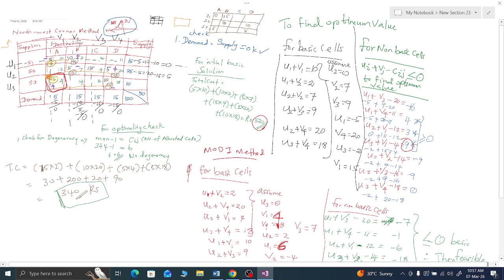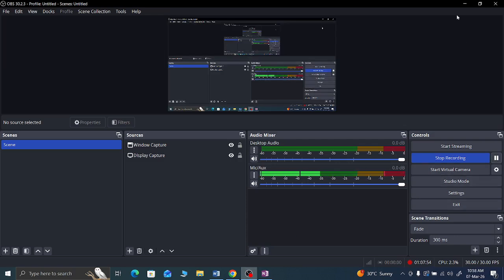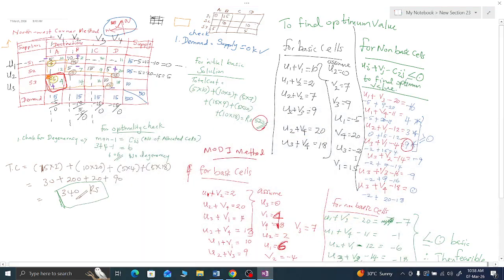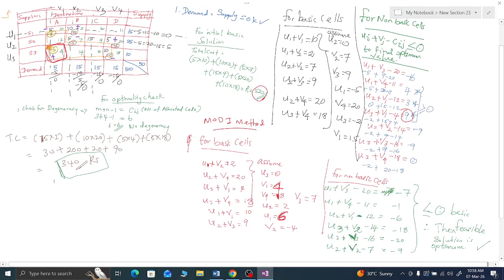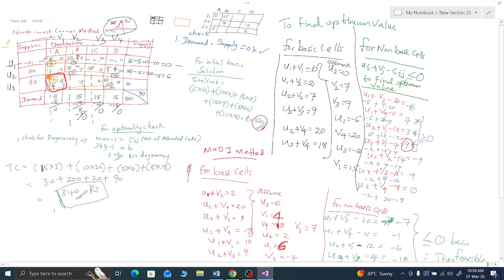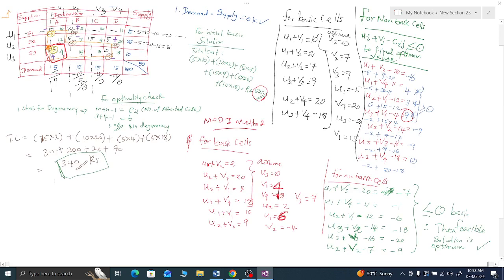For these allocated cells, U1 plus V2 is 2, U2 plus V2, all these values we will get. The only thing I am going to do here is select one 0 cell. So this one is 0 and this one is 0, one cell. So this cell I selected with the maximum amount, and I found all the calculations here.